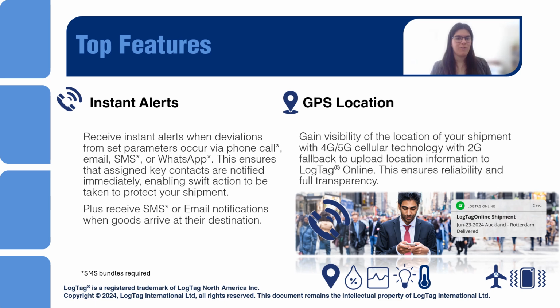Now into the first top features, we've got instant alert and GPS location. So the LT5GEO is a global unit with cellular connectivity in over 120 countries, and that is really important for instant alerts. So customers will receive instant alerts when there are deviations from the set parameters. They can receive these either by phone call, email, SMS, or even WhatsApp messages, whatever the customer prefers. This is to make sure that they can be contacted by their preferred method of contact, and they know that they're going to be kept up to date if anything happens within their shipment.